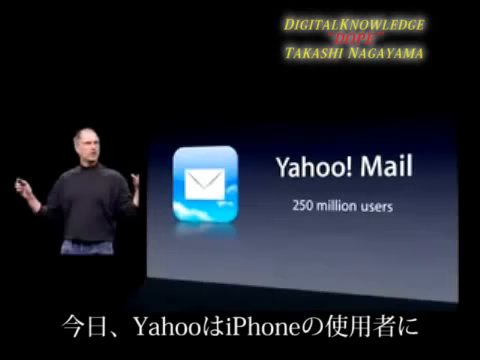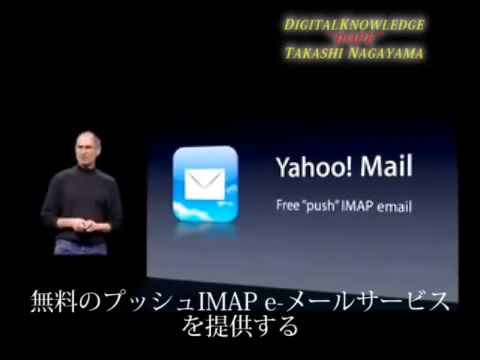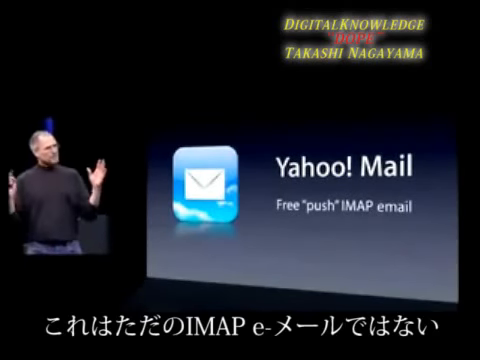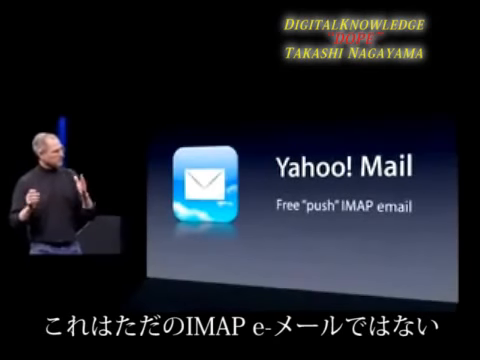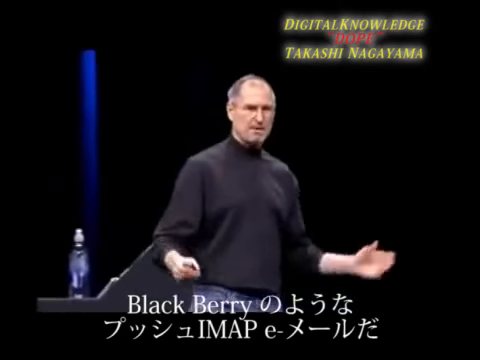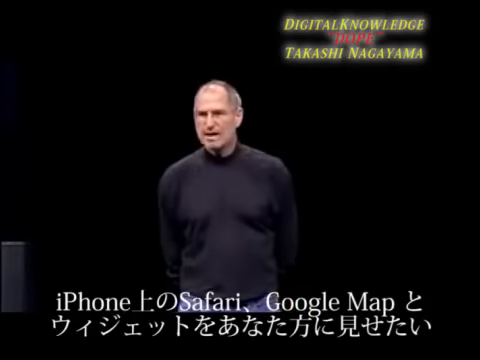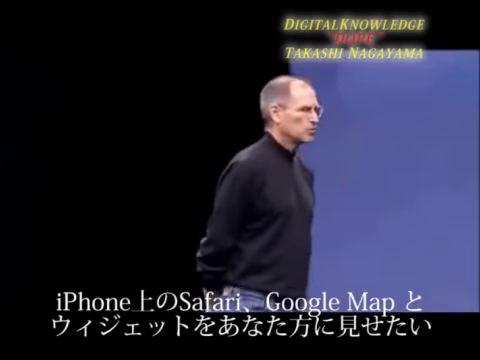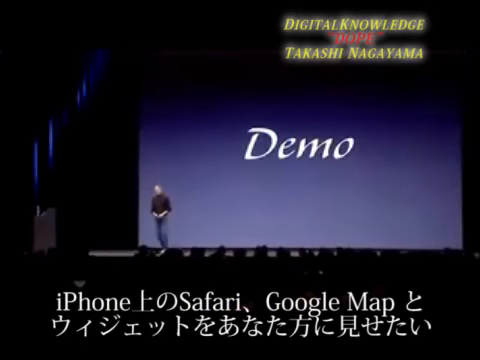And today, we are announcing with Yahoo that they are going to provide free push IMAP email to all iPhone customers. So, this isn't just IMAP email, it is push IMAP email. So when you get a message, it'll push it right out to the phone for you. Same as a BlackBerry. Free IMAP push email from Yahoo. So we think this is a pretty big deal. So what I'd like to do now is I'd like to show you Mail, Safari, Google Maps, and widgets running on iPhone. So let's go see.